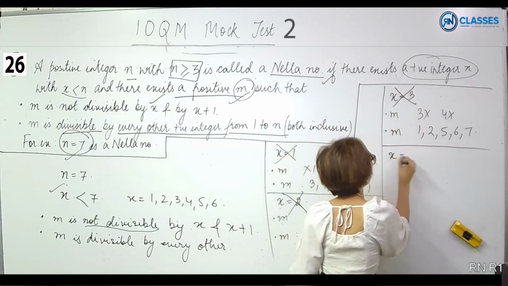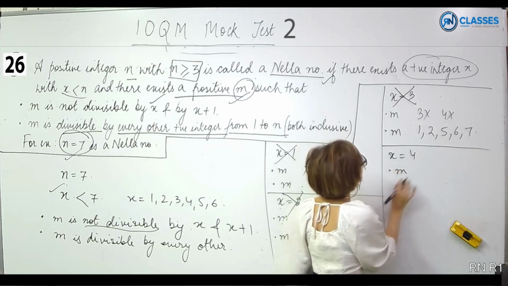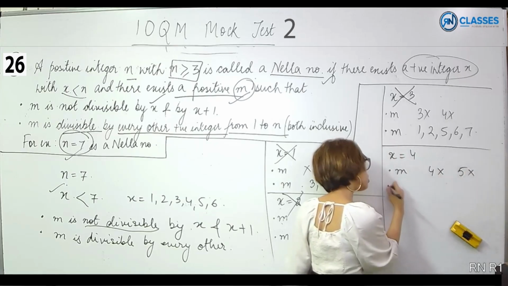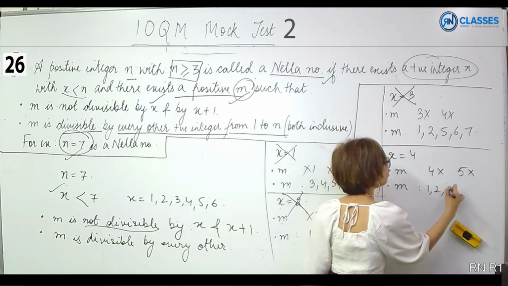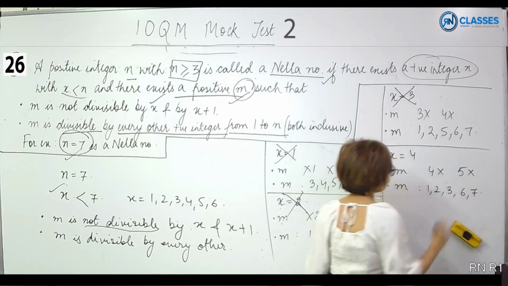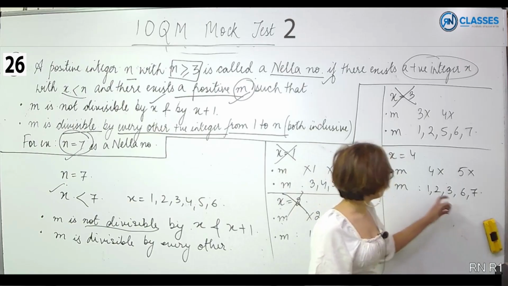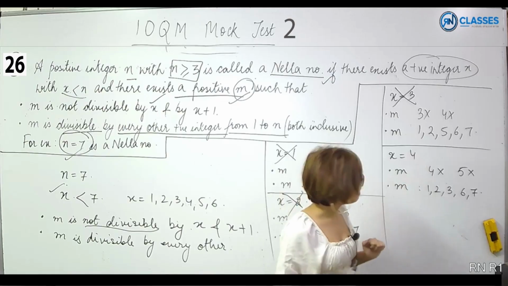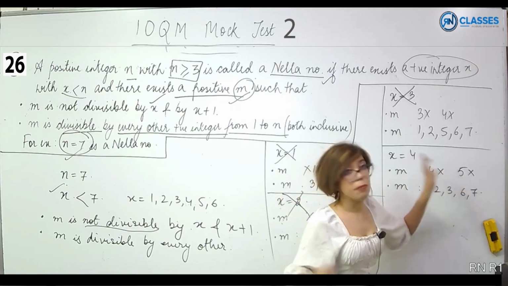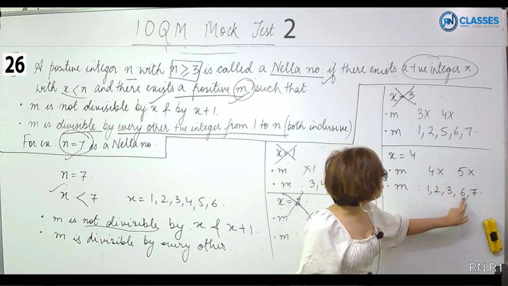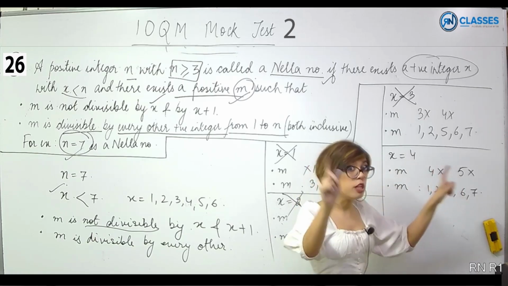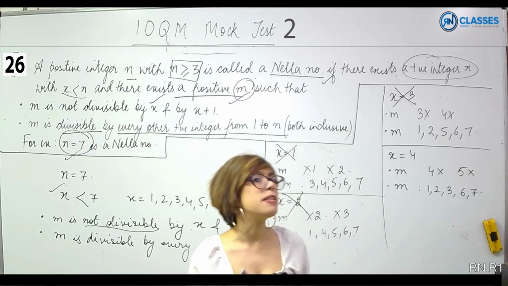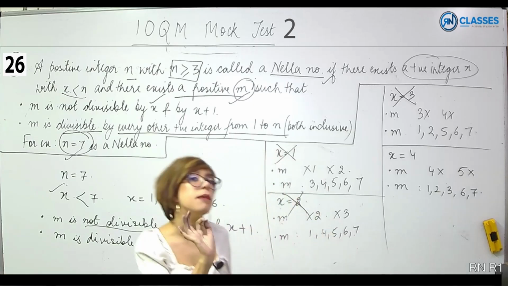Now, x equal to 4. m should be such that it should not be divisible by 4 and it should not be divisible by 5. But m should be divisible by 1, 2, 3, 4, 5, no, 6, 7. Now, the thing is, if I look at 2, divisible by 2, it might be divisible by 4, might not be. I cannot conclusively say. 3 might be, might not be. I can't say anything. 6 might be divisible by 4, might not be. Conclusively, I cannot say. 7, conclusively, I cannot say. That means I am not able to say precisely anything in this regard. So, maybe I will be able to find it.